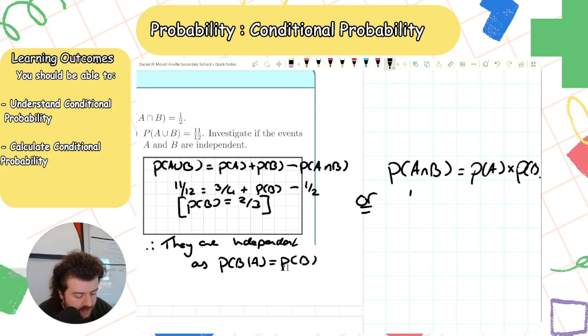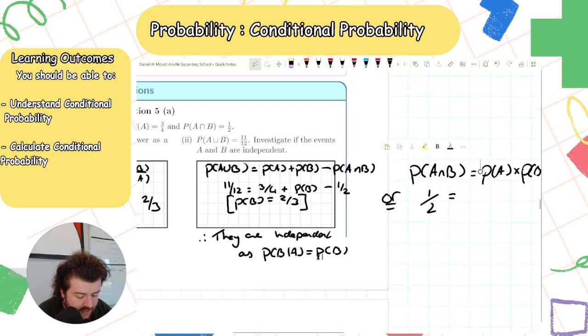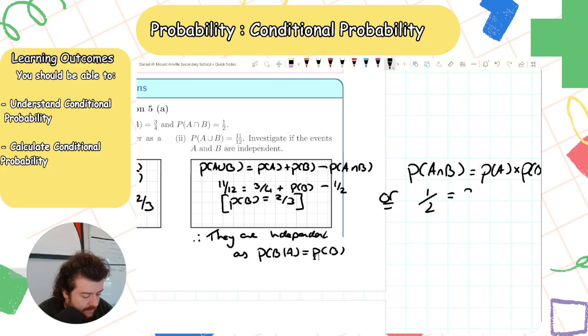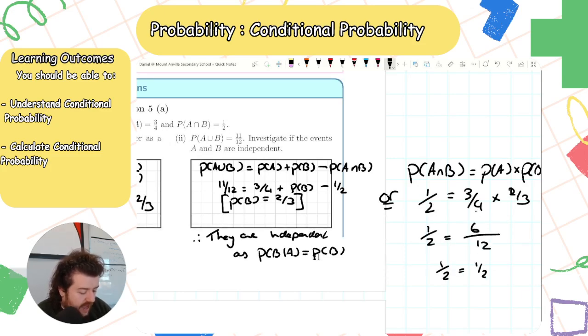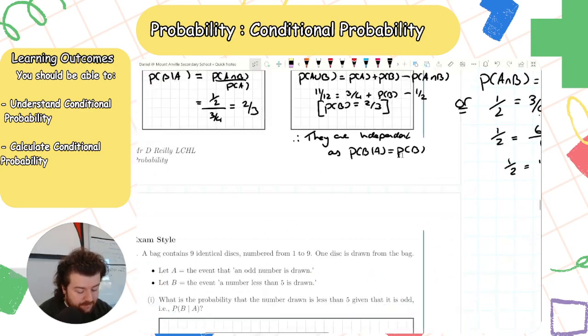So this is 1/2 equals, so probability A is 3/4. Probability B, we're saying is 2/3. Let's see if these are equal. 3 times 2 is 6. 4 times 3 is 12. 1/2 is equal to 6 over 12, which is equal to 1/2. Therefore, A intersection B does equal probability A times probability B. So therefore, it is independent.